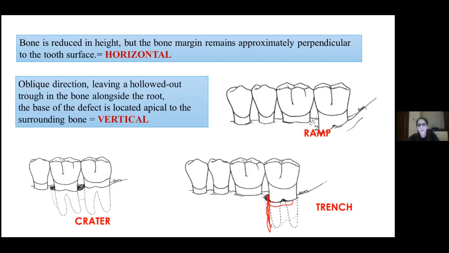Okay, a crater is a buccolingual defect like this, a concave buccolingual defect. This makes the architecture of the bone negative. So you can just do osteoplasty and maintain the architecture of the bone. So bone loss can be horizontal, vertical, or something like craters, right?